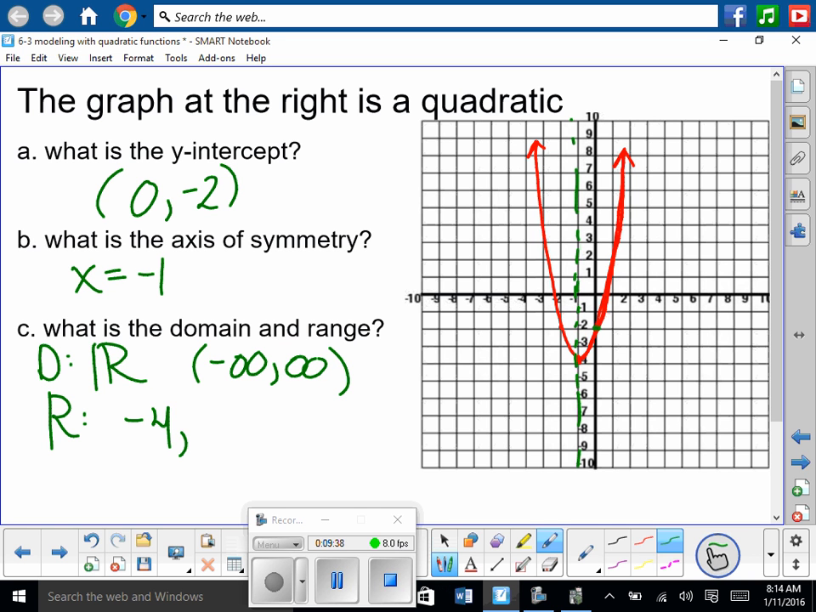-4 is growing to positive infinity. Did it touch down right at -4? So it includes -4. Infinity always gets parentheses. Yes. When would you ever not touch it before?